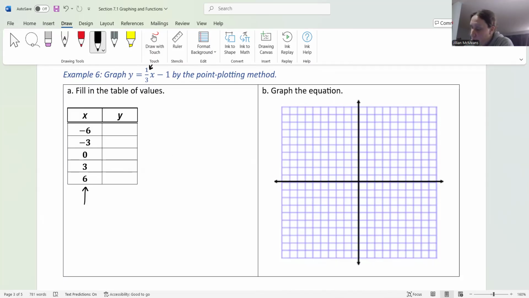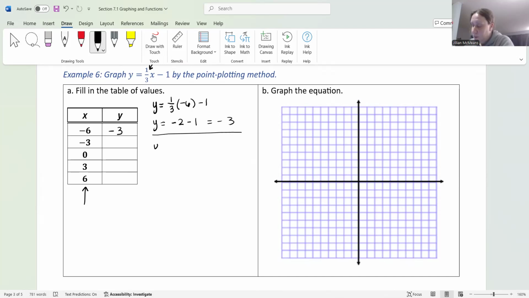Okay, so when x is -6, we want to know what y is going to equal. Well, y is 1/3 times x, but we're saying x is -6, minus 1. Well, 1/3 of 6 is 2, but notice here I'm multiplying a positive and a negative. So positive 1/3 times -6 is -2, minus 1, which is -3. So my first ordered pair solution is -6 comma -3.